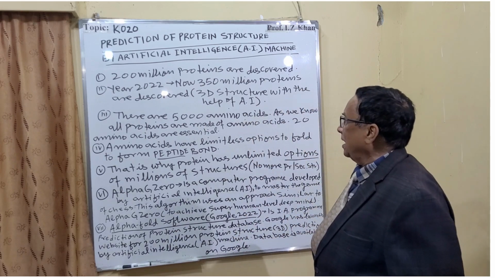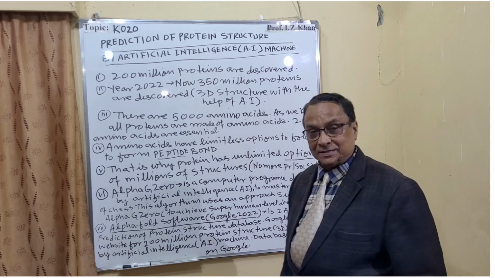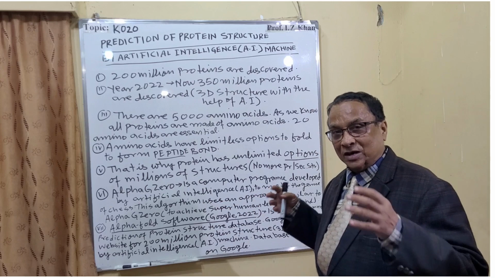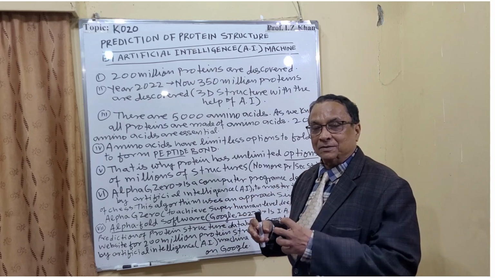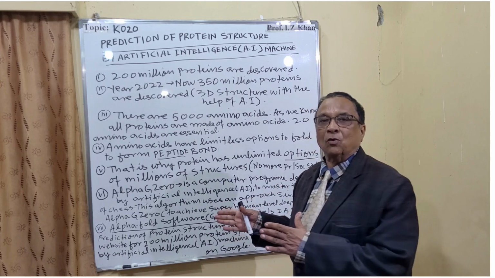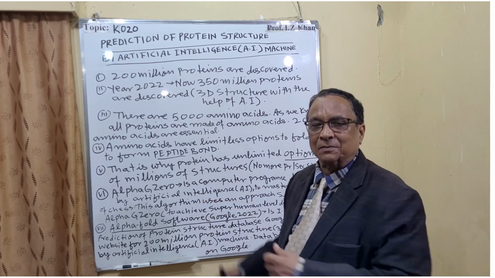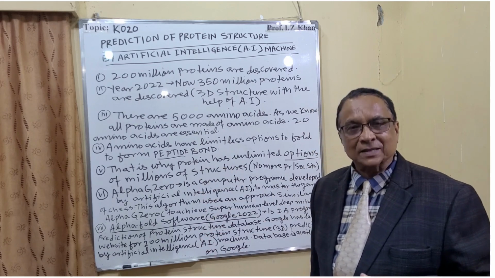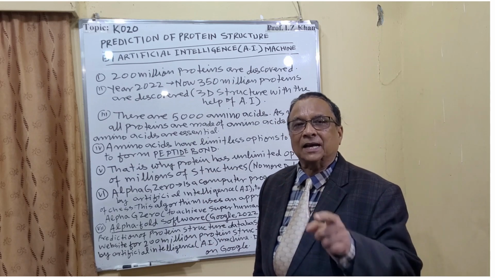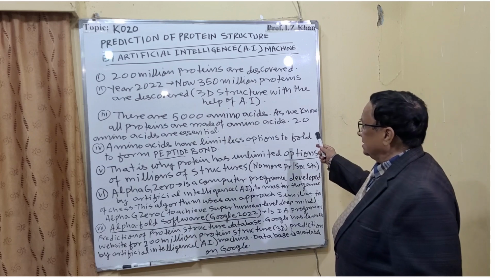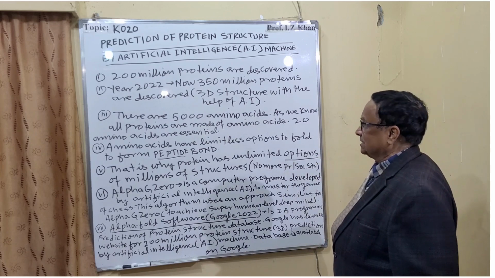As we know, all proteins are made of amino acids, and I have already demonstrated how amino acids they join together with the help of peptide bond by elimination of one molecule of water, that is called dipeptide, and if millions of peptide bonds join together, it is called polypeptide, and that polypeptide is called protein. So that is 20 amino acids are essential amino acids.